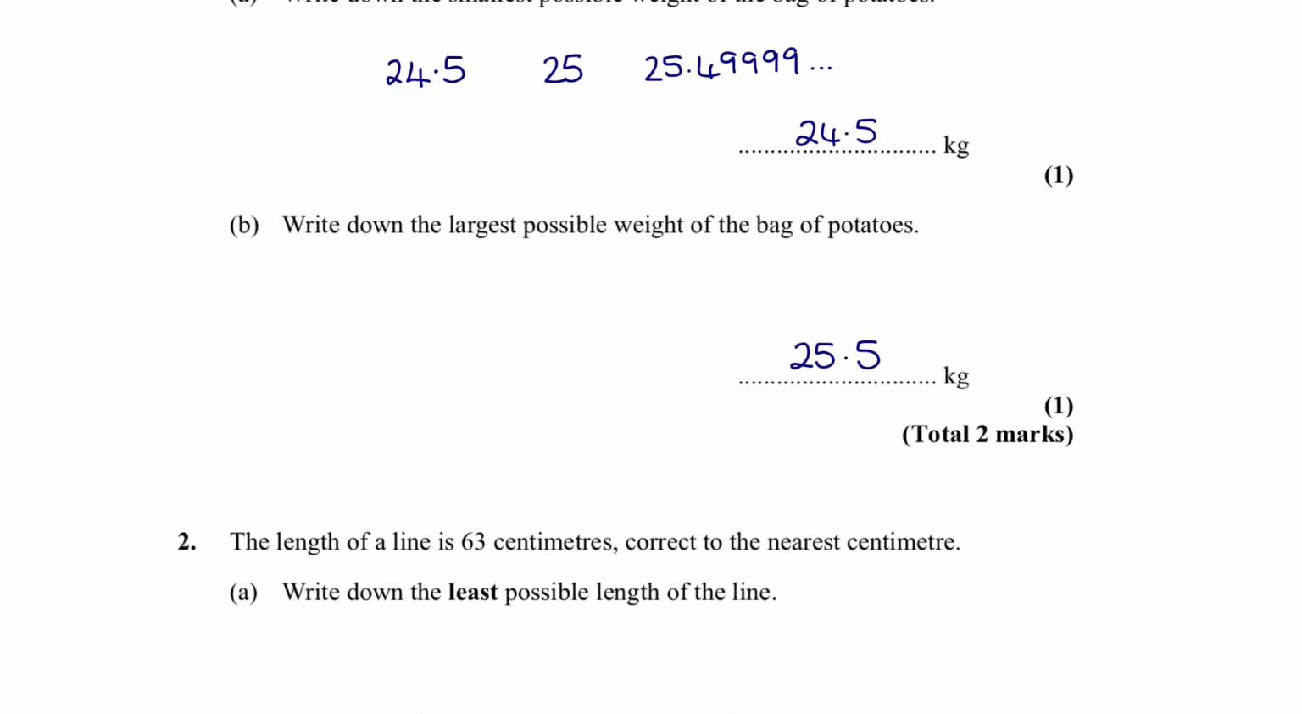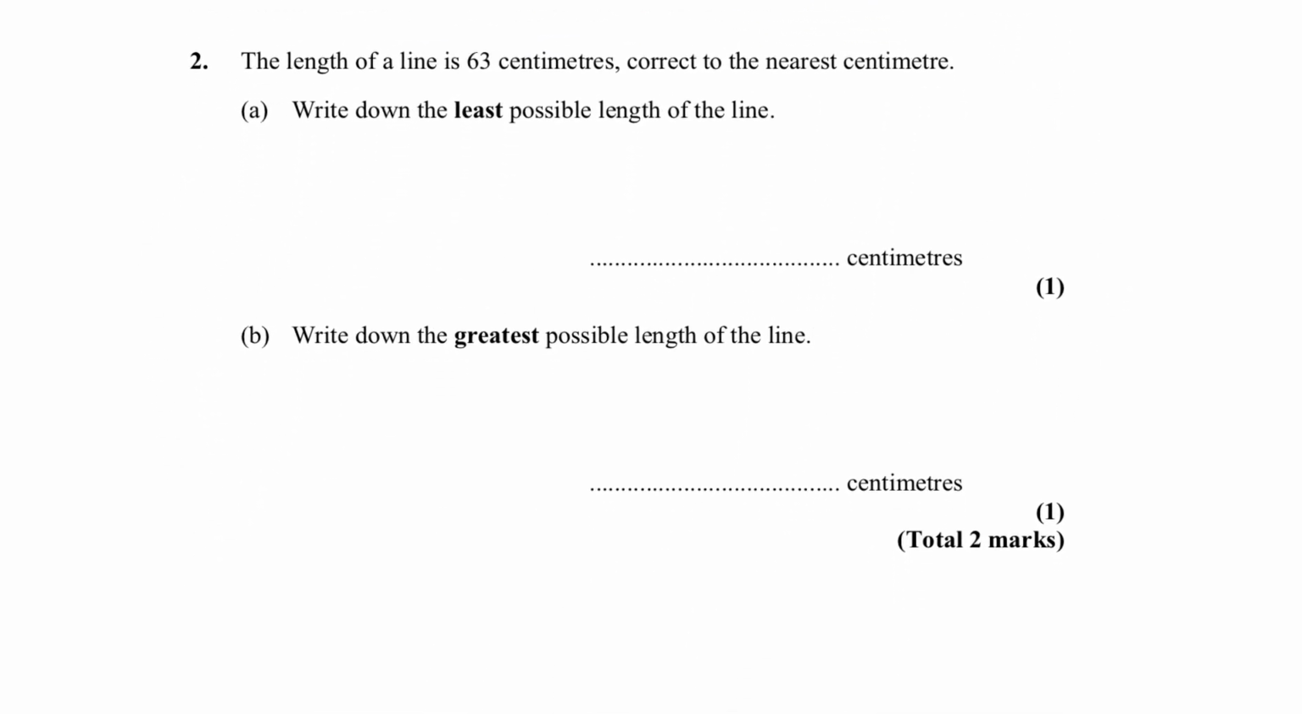Okay. Next question. The length of a line is 63 centimetres, correct to the nearest centimetre. Write down the least possible length of the line. So correct to the nearest centimetre means correct to the nearest whole number. So the answer is 63. So if anything bigger than 62.5 was rounded to the nearest whole number, you get 63.